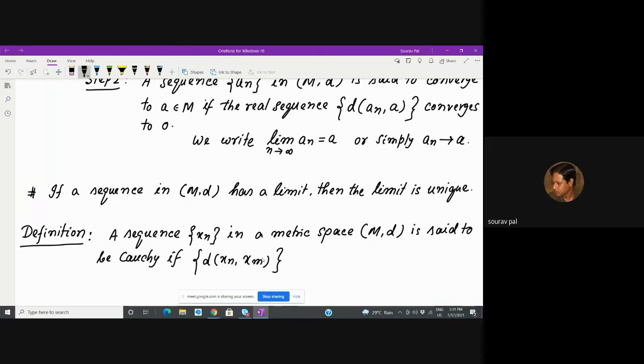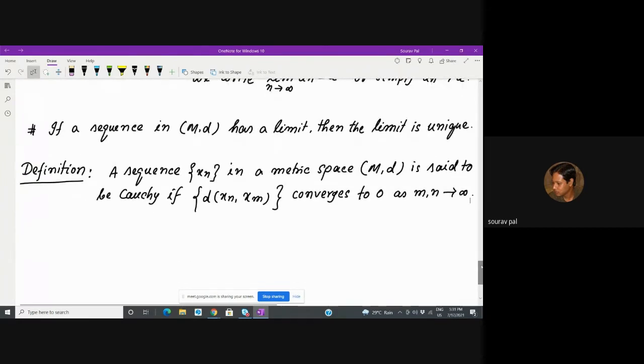So this is what a Cauchy sequence is, right? As you move towards infinity, the terms get closer and closer. This is the basic notion. And this is the distance between two terms, and this is a real sequence. This converges to 0 as both m and n go to infinity. So you can write it in terms of the definition that you know.